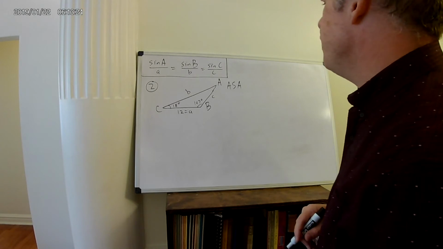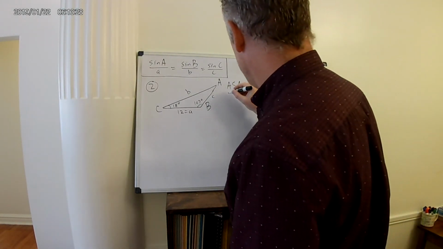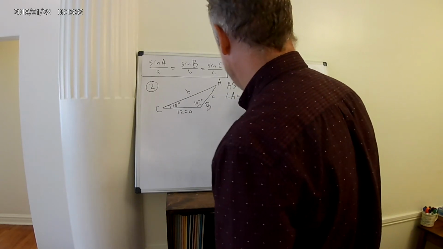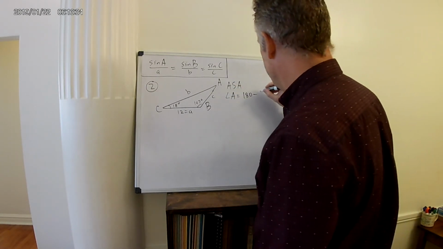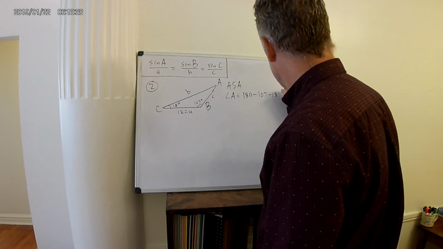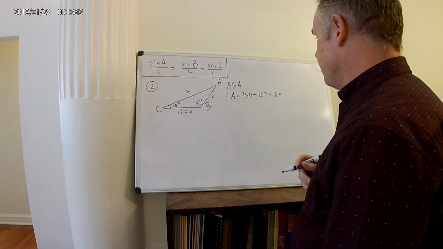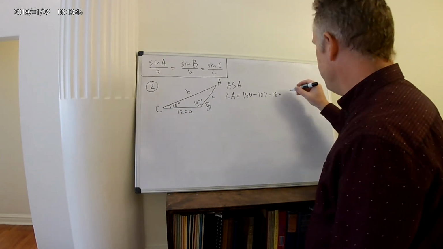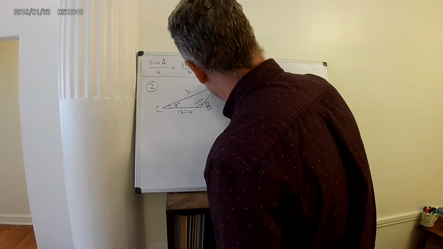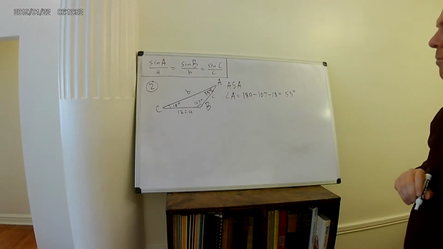Okay. First step here again, since we know two angles, is let's find angle A. Angle A will equal 180 minus the other two angles, because the angles of a triangle add to 180. And what does this equal? This equals, let's see, 107, 73. This equals 55 degrees. So now we know that angle A is 55 degrees.